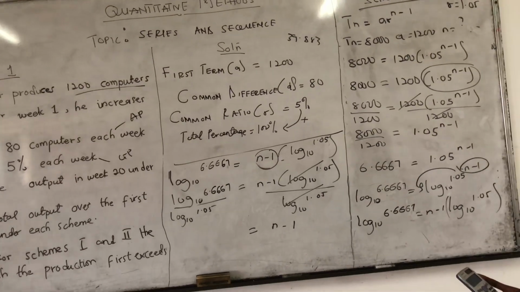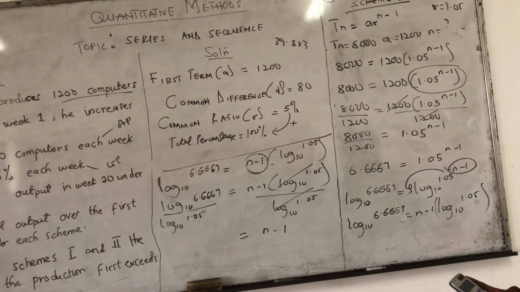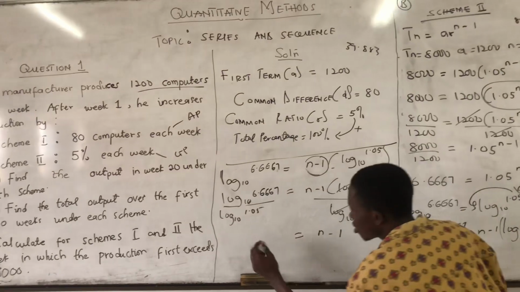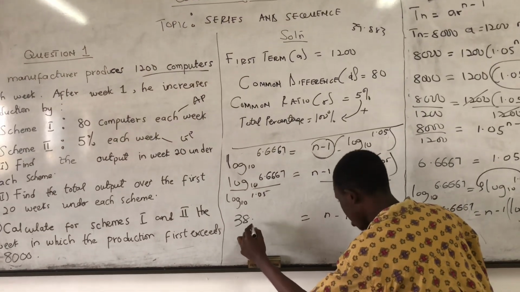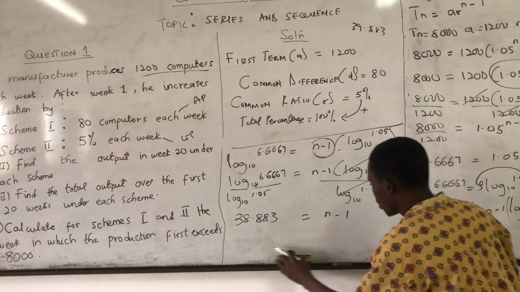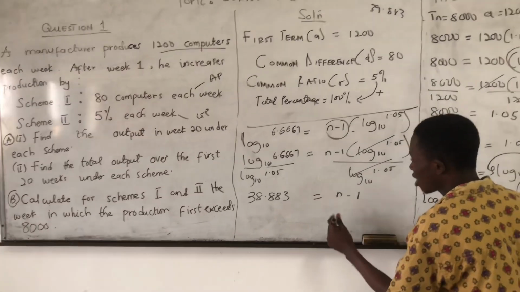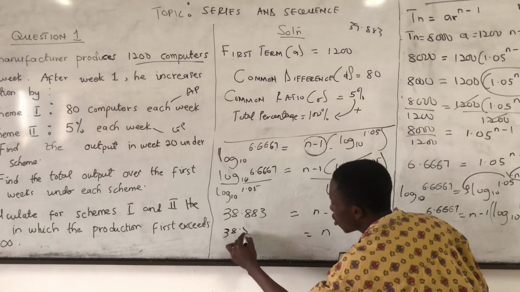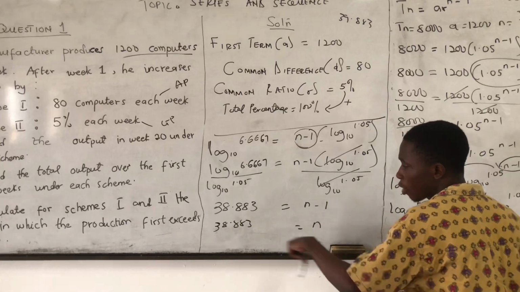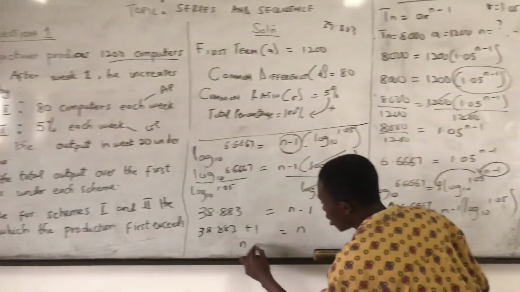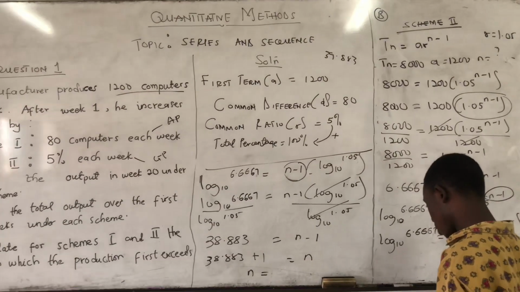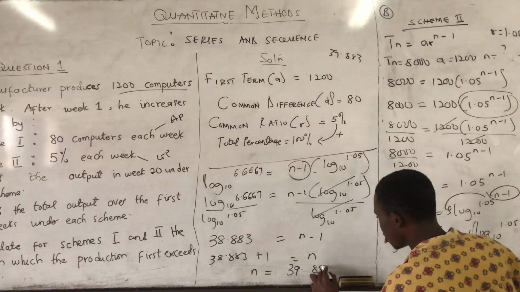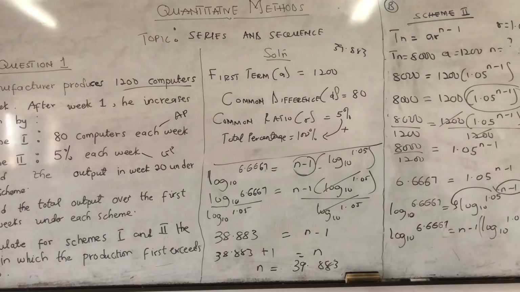log 10 of 1.05. I'm getting 38.883. Now I'm finding for what? N. So I'm going to maintain the n here. This is 38.883. This is negative 1, which becomes positive 1. So I'm having n is equal to plus 1. What am I getting? 39.883. So it's the same answer.